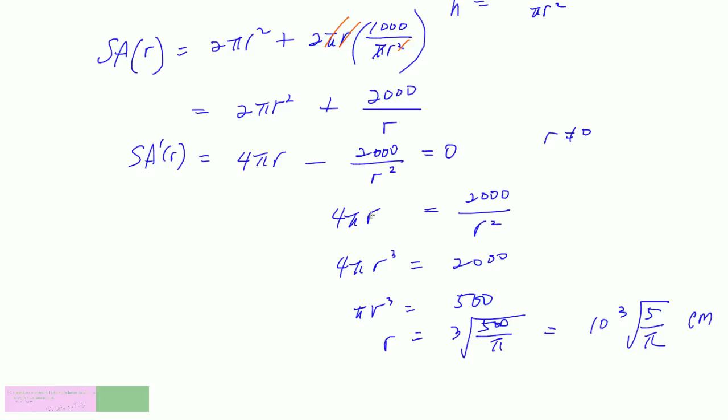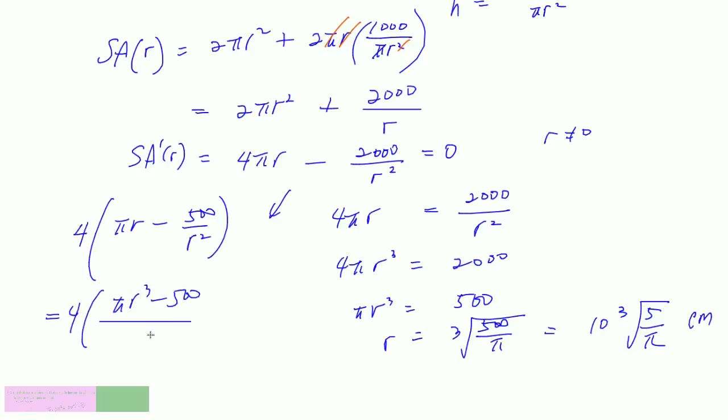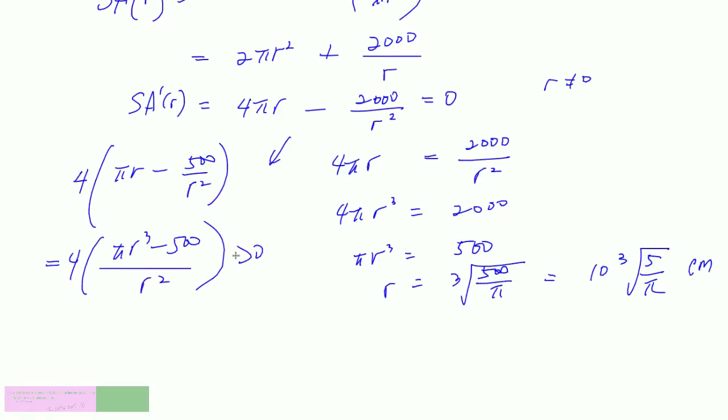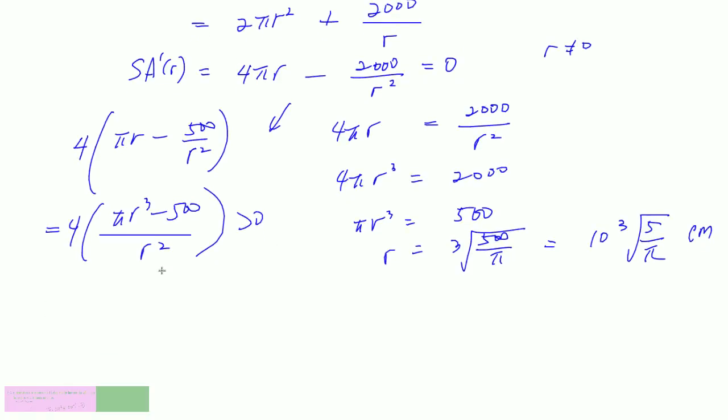We will have minimum surface area. To confirm that it is a minimum, we should go back to this derivative, and maybe I should have just added it. Let's factor out 4, and you get pi r minus 500 over r squared, which is pi r cubed minus 500 over r squared. So let's see where this is positive. You know the bottom is always positive, so we just have to consider the top. Where is this positive?